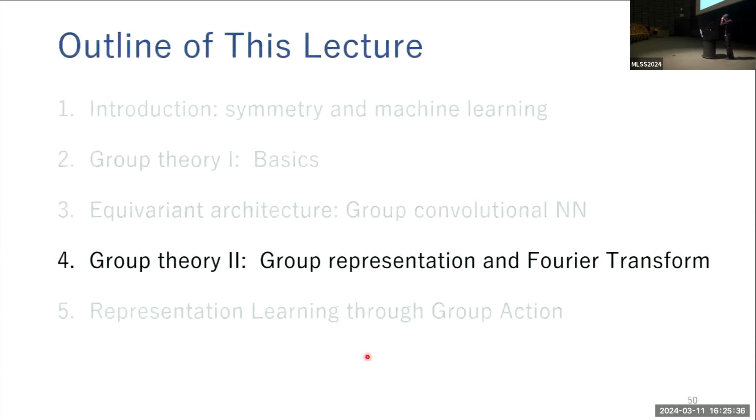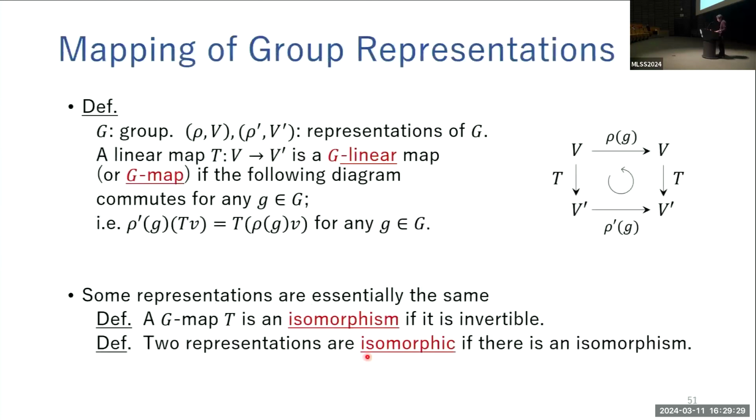Okay, so I finished the part on the group convolutional neural network here, and I would like to go into representation learning using the group representation. So I'm going to talk about the group representation in more detail and the connection to the Fourier transform.